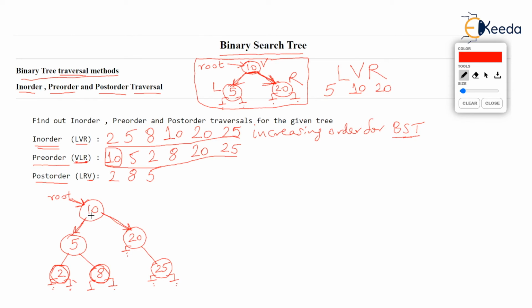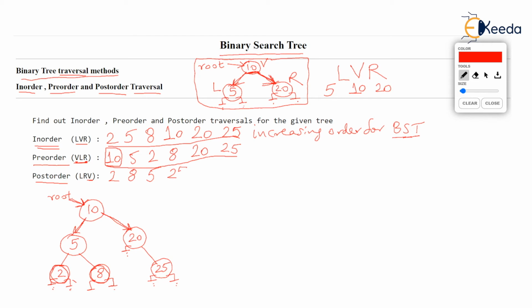Still can't print 10 because only L is done for 10. R is still pending. So we will visit right before printing 10. We visit 20, and the rule states: first visit left, then right of 20, finally print 20. But left is anyway null. So we visit right of 20. Right of 20 is 25. And 25's left and right are null. So LR is over. So we can print 25.